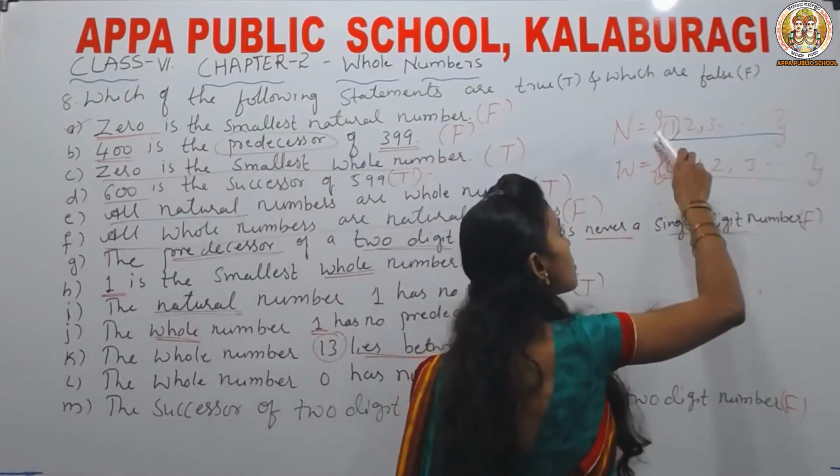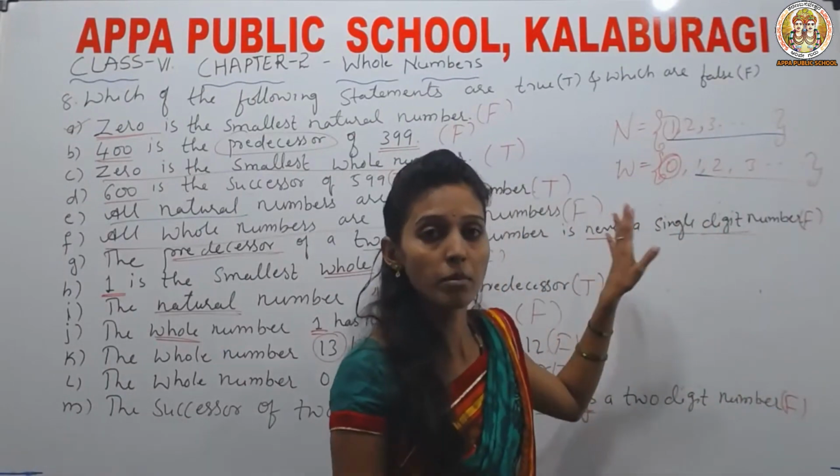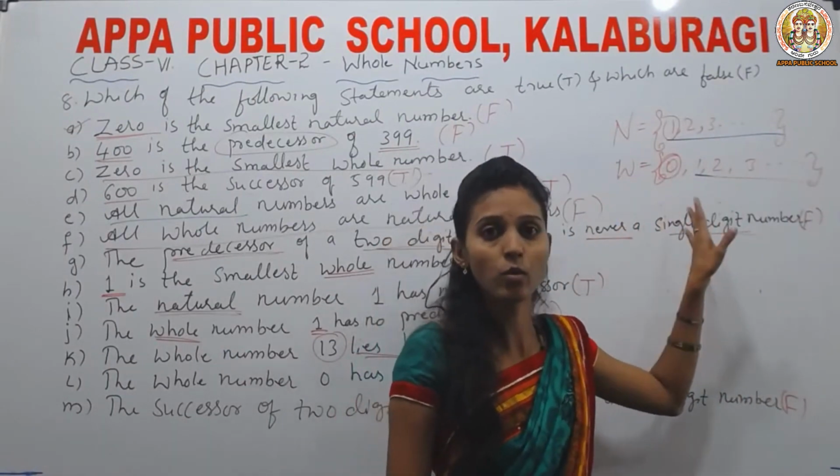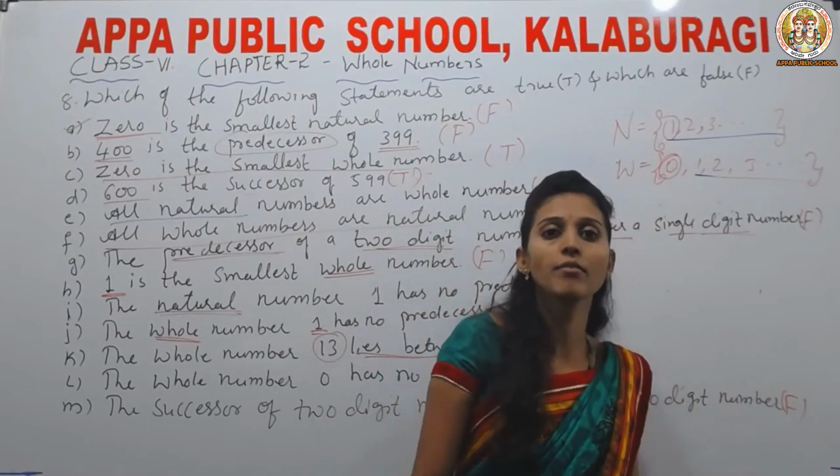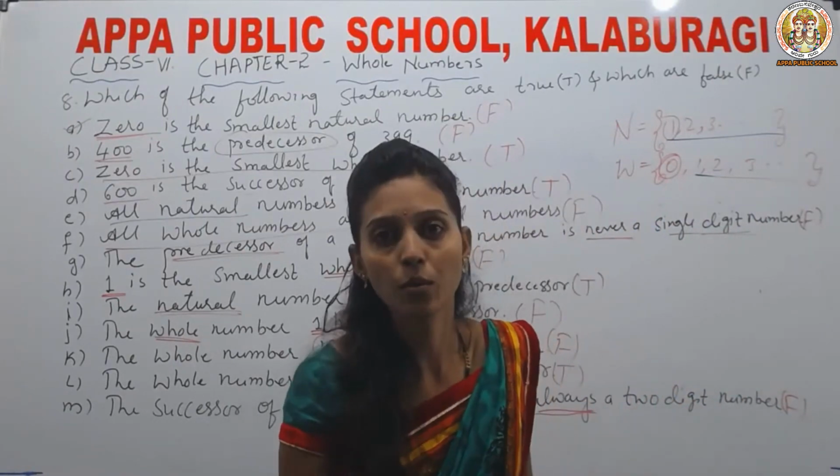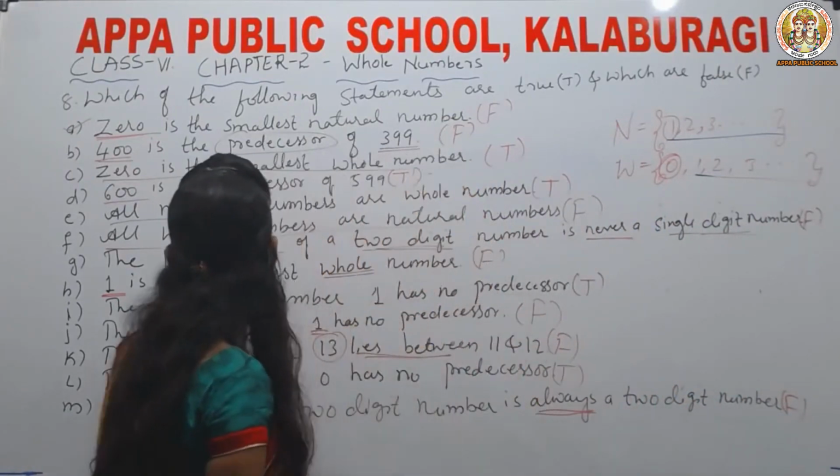All natural numbers are whole numbers. Yes, because natural numbers start from 1. Whole numbers start from 0. It has 1 also. From 1, it has all the infinite numbers along with the 0. Right? So therefore, yes, that is also true.